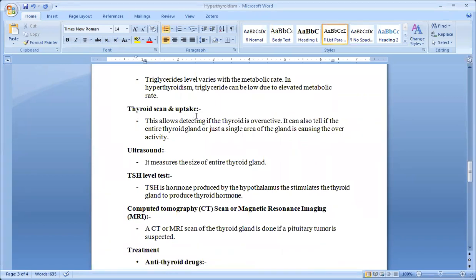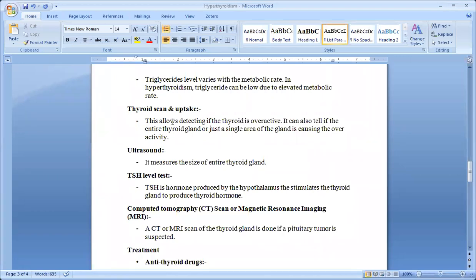Thyroid scan and uptake. My voice is audible? Am I audible? Yes, ma'am. Okay. Are you getting all the points? These are related to one another. Are you getting? Yes, ma'am.